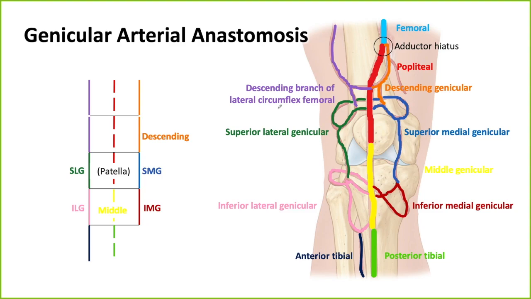So we had talked about the lateral circumflex wrapping around that neck and being part of our anastomosis. There's going to be a branch off of it, and it comes all the way down to our knee and gives off this branch above our knee going down into that superior lateral genicular. And then that goes and makes an anastomosis with the inferior on both sides. And then we also get our anterior tibial coming off of the inferior lateral genicular.